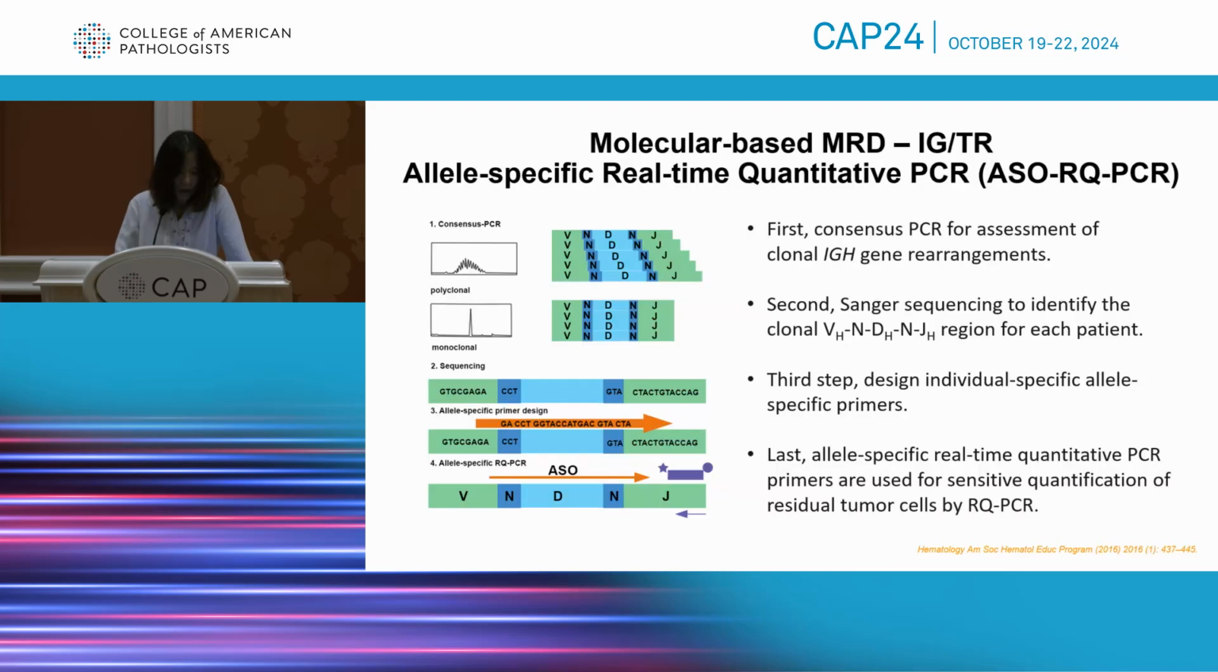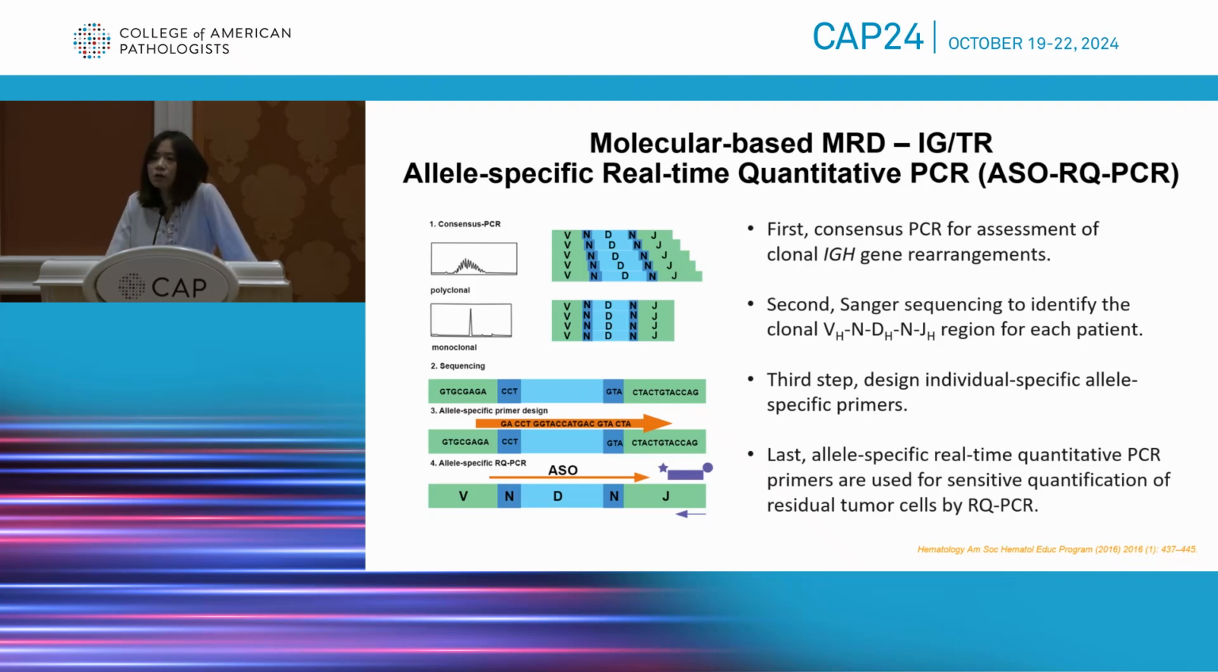The other thing that you may have heard of is allele-specific real-time quantitative PCR for B lymphoma or T lymphoma monitoring. This is not something that's very common in the United States. Most of the literature was from Europe. So what they did is as follows. First, you still do your regular capillary electrophoresis clonality assay to determine if there is a clonal population or not.